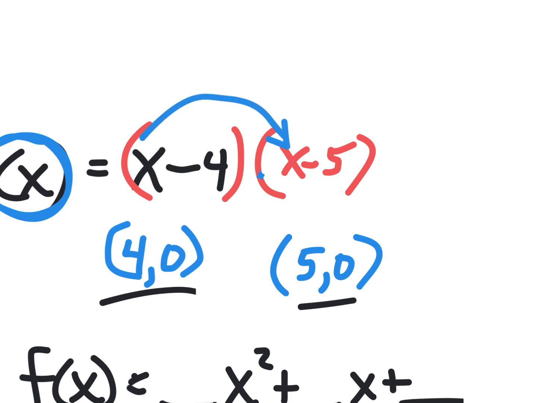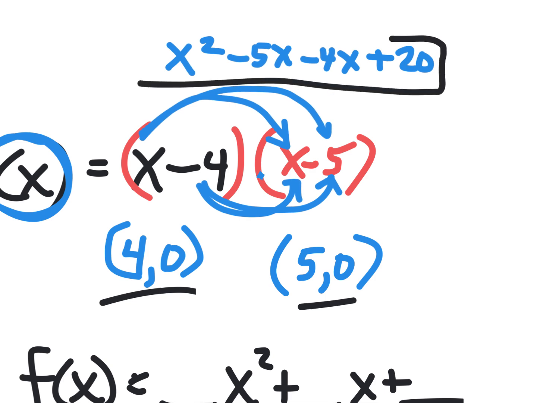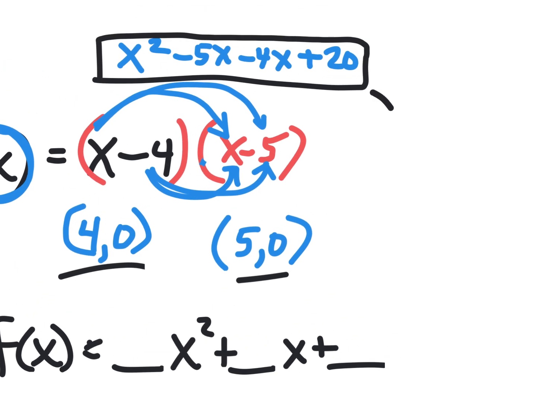X times x, x squared. X times the -5, -5x. -4 times the x, -4x. Add -4 times the -5, positive, because it's a negative times a negative, 20. I know some of you guys are going to be using your calculator a lot, because -4 times -5 is hard for you. I get it. Then get the calculator out. And then that is what you're gonna use to get the answer for this.